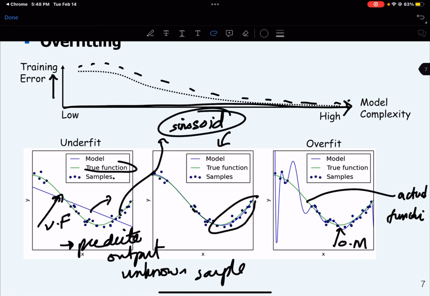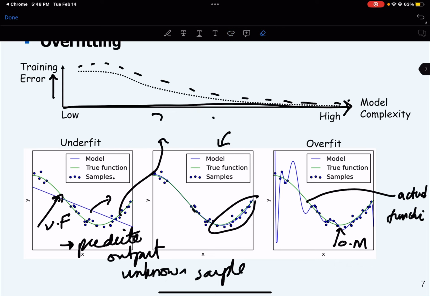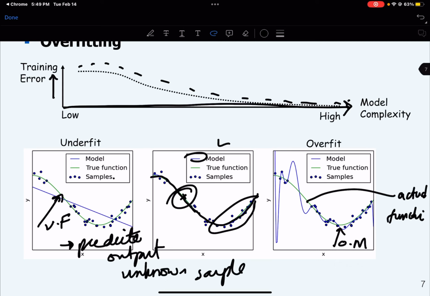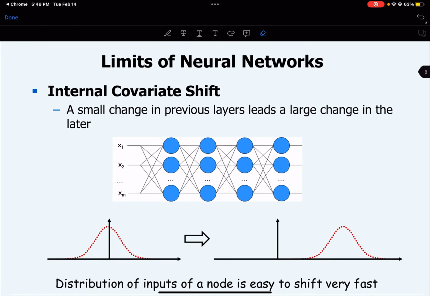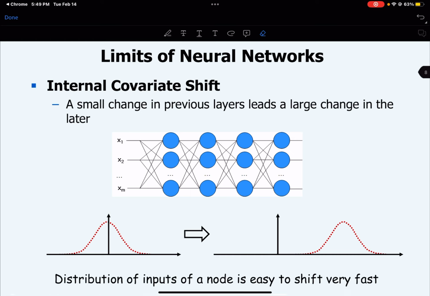So here, this true function is actually a sinusoidal, and the underfit or overfit model, the purple one, will not be able to predict the unknown samples. What do we mean by that? So purple is our learned model. If we want to find a point over here, then this purple model can predict the values with very small error, and that is the target. So overfitting is not suitable for deep networks, and we have to address the problem.